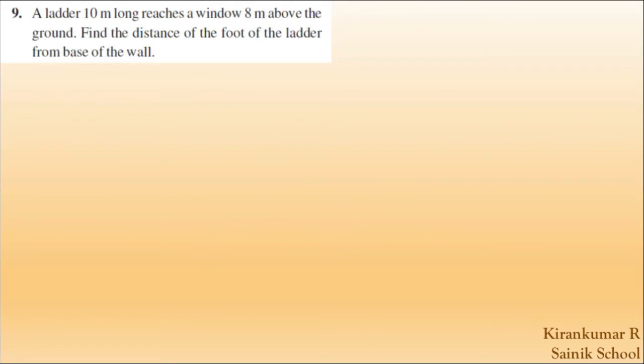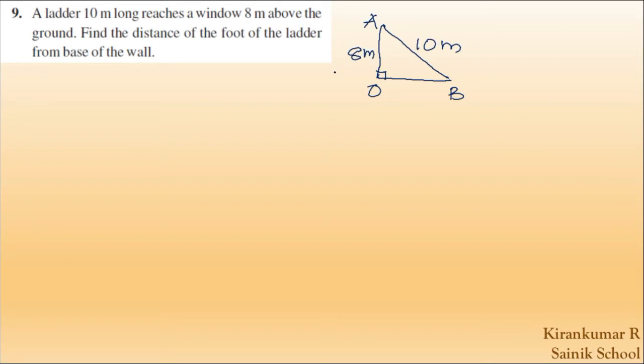Let's take up the ninth question. A ladder 10 meter long reaches a window 8 meter above the ground. Find the distance of foot of the ladder from the base of the wall. I'll draw a rough figure representing the situation. Let me mention this as a right angle triangle. Here AB represents the ladder, which is 10 meter.